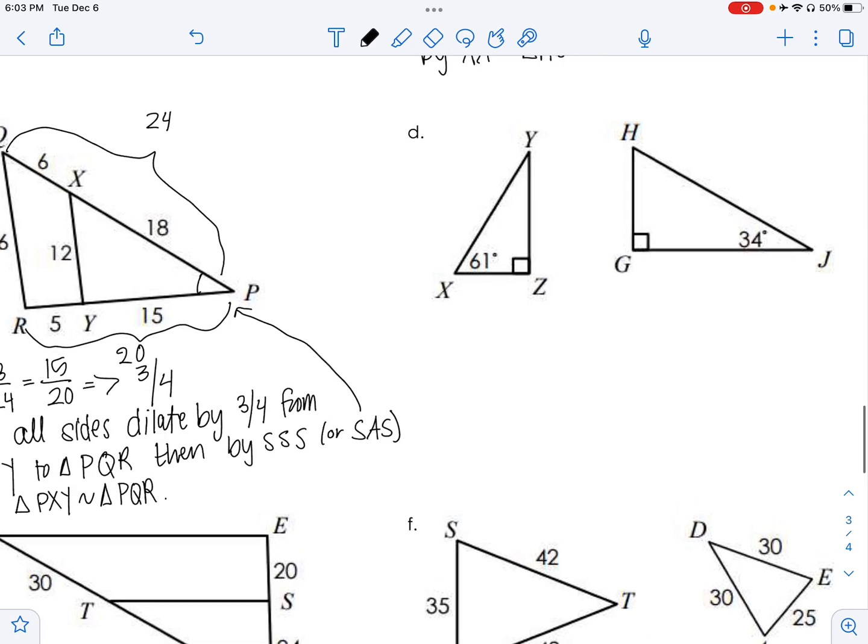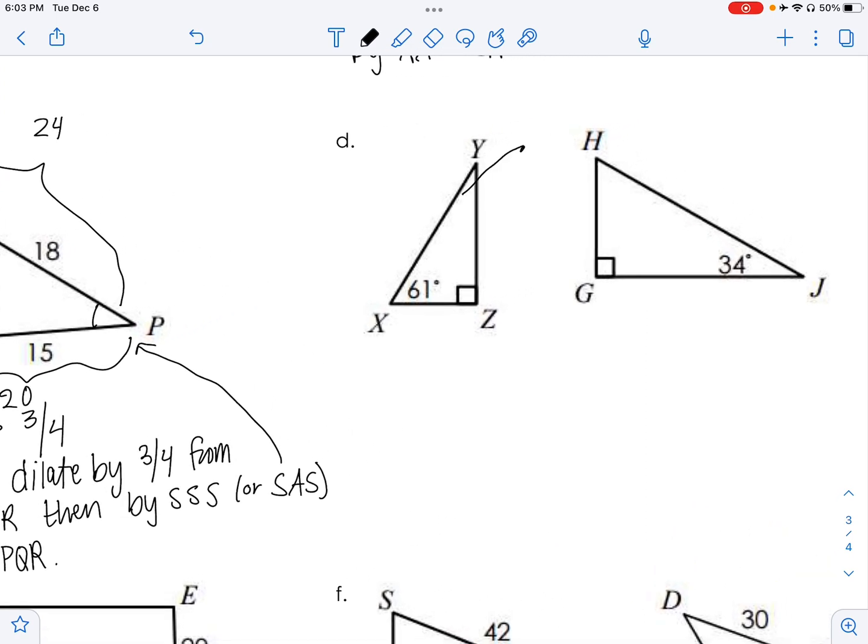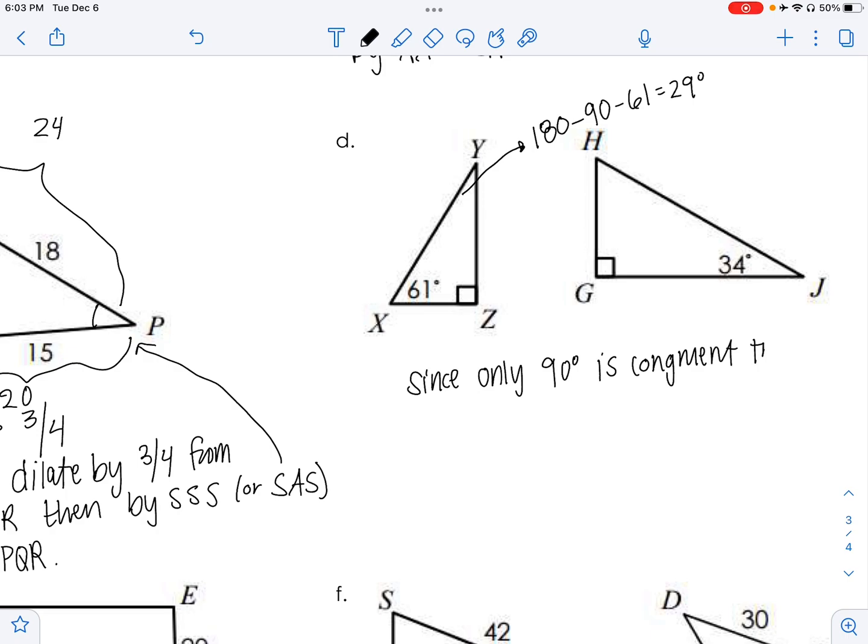Okay, part D, I'm going to find the third angle. I know that both of these triangles have a right angle, a 90-degree angle, but one of them has 61 and one has 34. So making sure that their third angle is congruent. Angle Y is going to be 180 minus the 90 degrees minus the 61, which equals 29 degrees. So because 29 and 34 are not congruent, that means that they only have one congruent angle. So since only 90 degrees is congruent, the triangles are not similar.